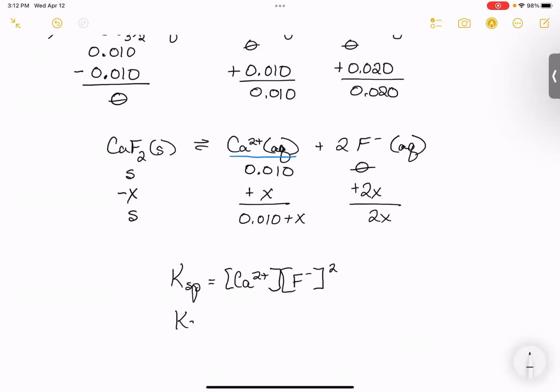So our KSP is equal to 0.010 plus X times 2X squared, where our KSP was specifically equal to 3.9 times 10 to the minus 11.